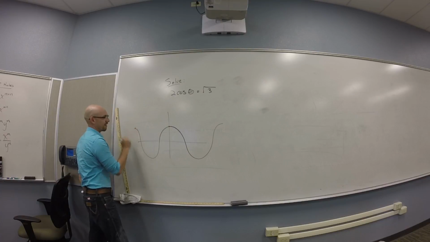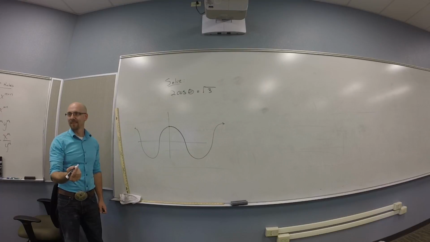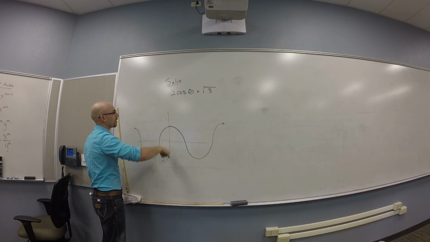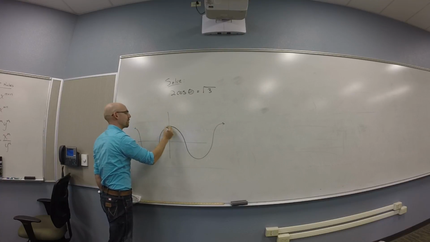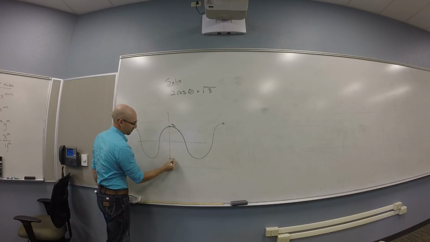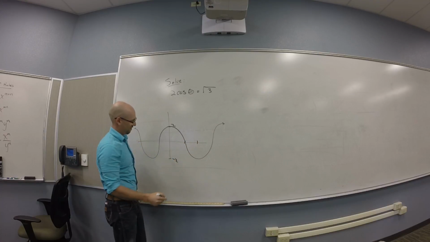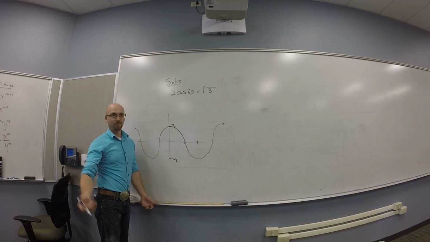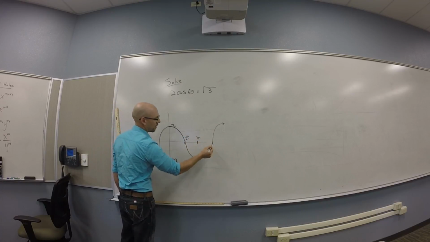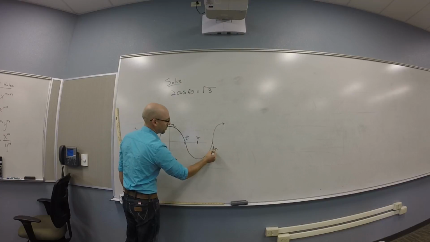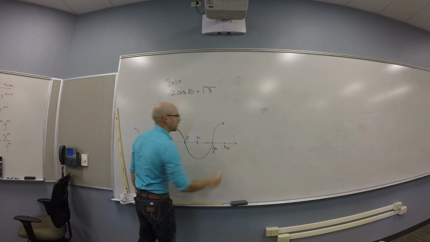Okay, so cosine looks something like this, right? How high are these? 1. Yeah, normally they're 1 and minus 1, but I'm talking about 2 cosine theta, right? So these are going to be at 2 and minus 2. The period's still the same, so that's pi over 2, pi, 3 pi over 2, and 2 pi for the top there.